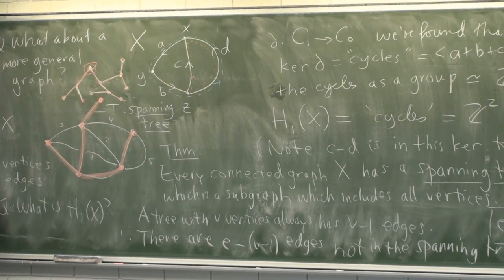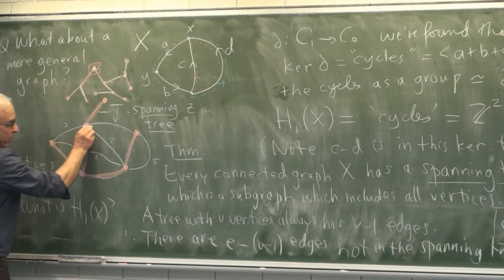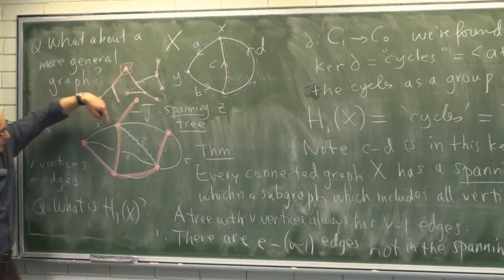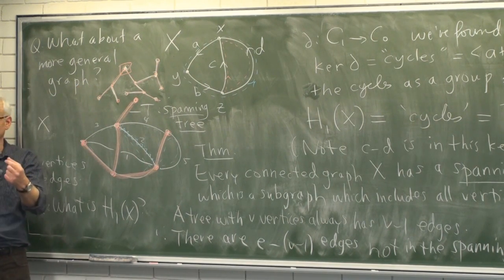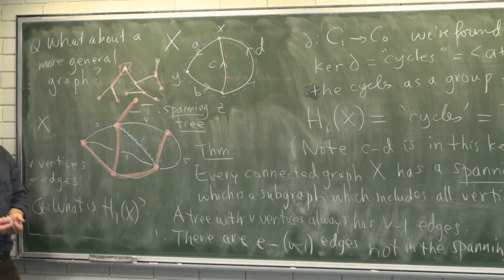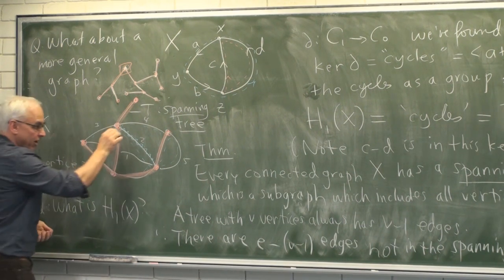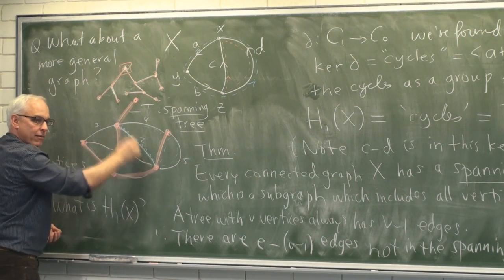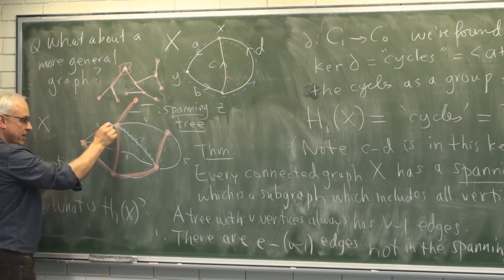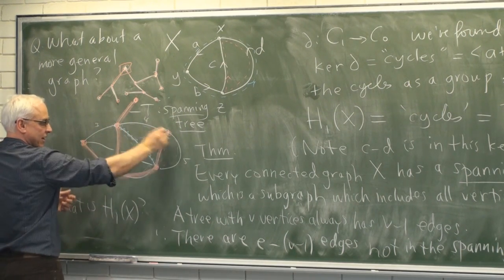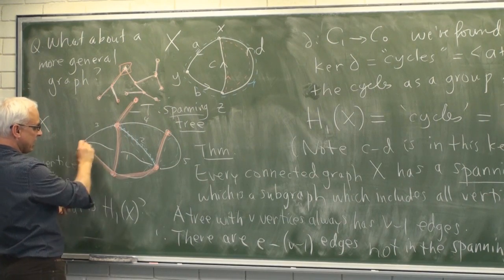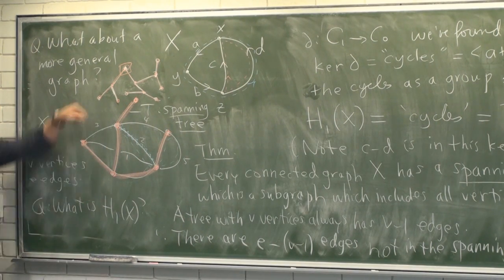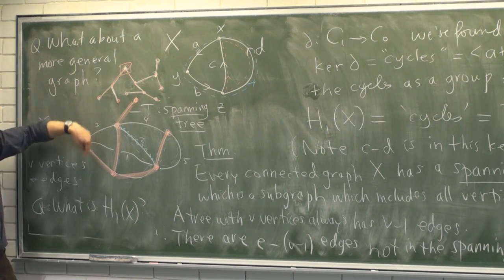Okay, so what happens? Well, it turns out that each of these edges, which is not in the spanning tree, gives us a cycle. How? Let's say we consider one such edge, say number 2. Once we add it to the spanning tree, we immediately get a cycle, namely this cycle right here. This edge is associated to this cycle. This edge is associated to this cycle. This edge is associated to this cycle. And this edge is associated to this cycle. So every non-used edge gives us a cycle in the original graph.